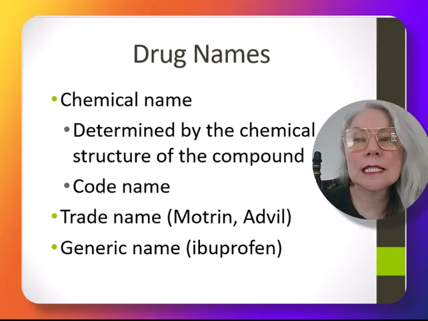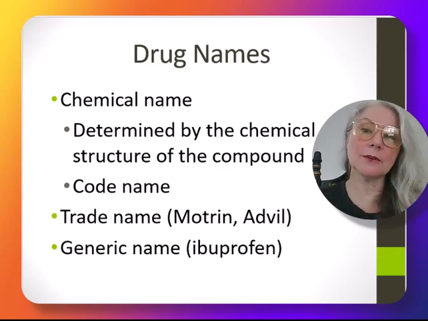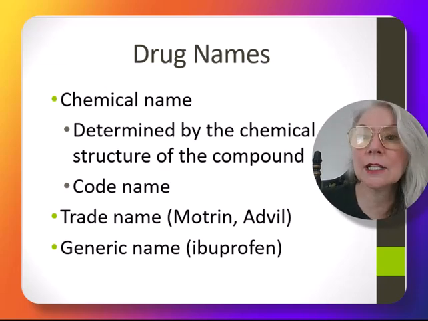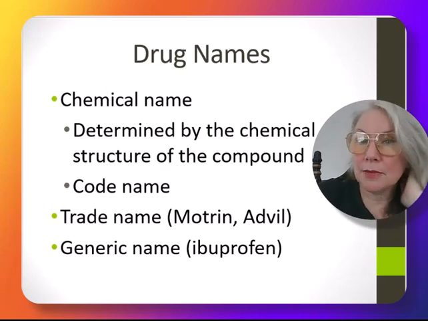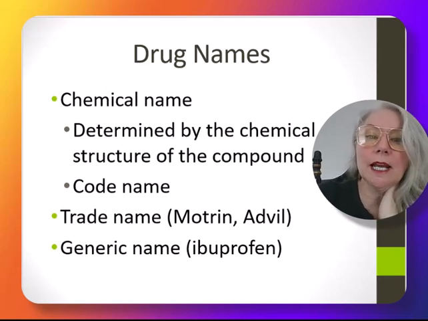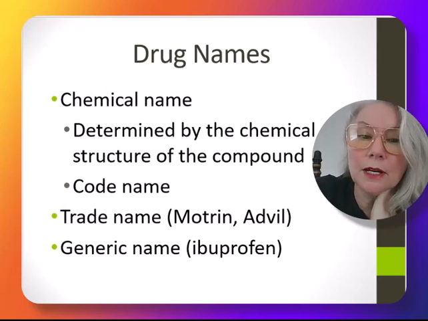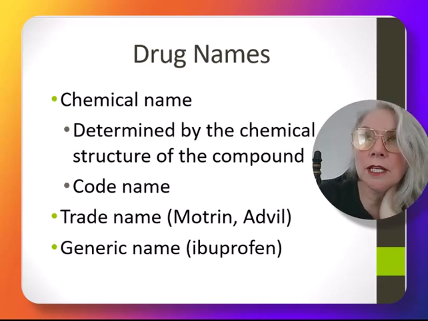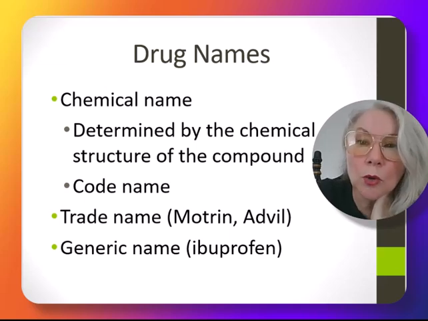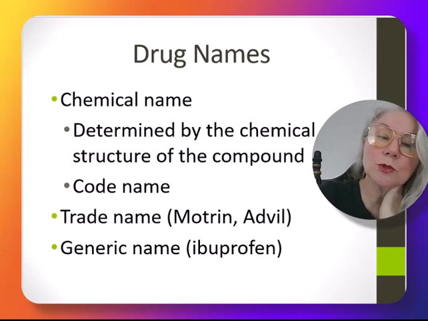So how are drugs named? There are 3 different ways drugs are named. Initially, when the drug is being studied and created by a company, it is known by its chemical name, and that is determined by the chemical structure itself of the compound. Sometimes the chemical name is also used interchangeably with something called the code name. Then there is also a trade name.